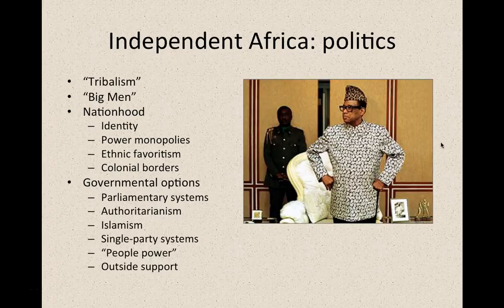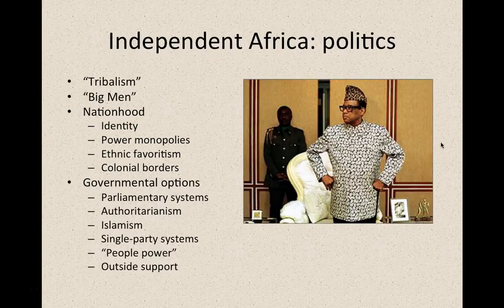In Northern Africa, another political factor was Islam, of course, and the desire to impose Sharia law on the population, and so Islamism was a major factor, and it sort of weaves in and out of this whole story of the growth of authoritarianism and the presence of single party systems.